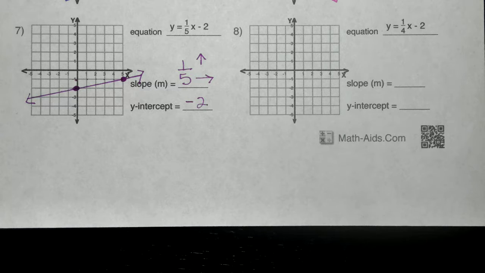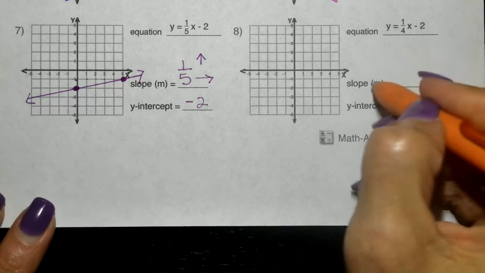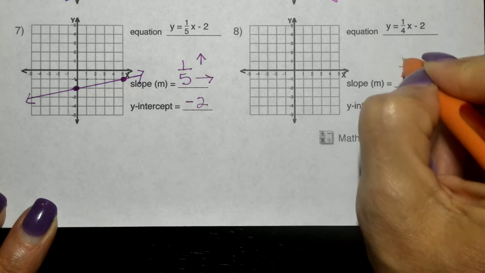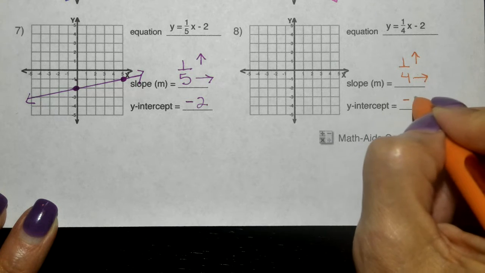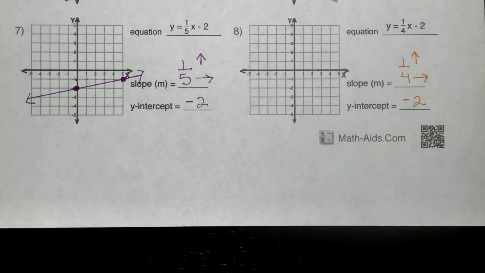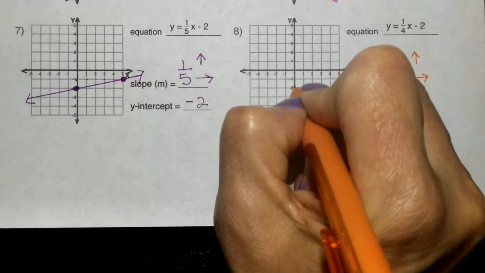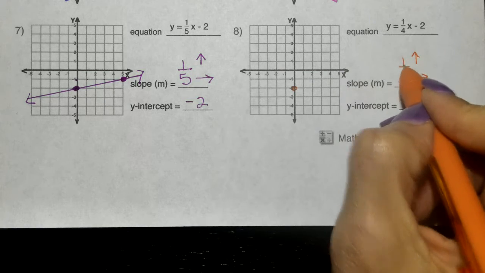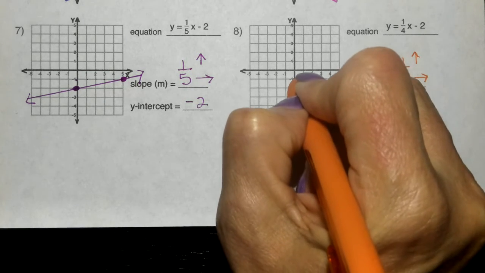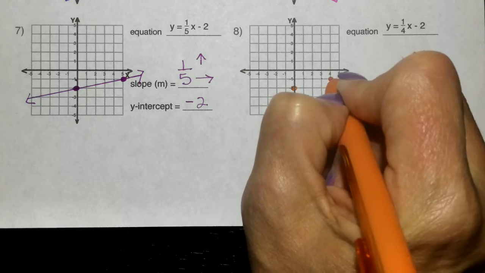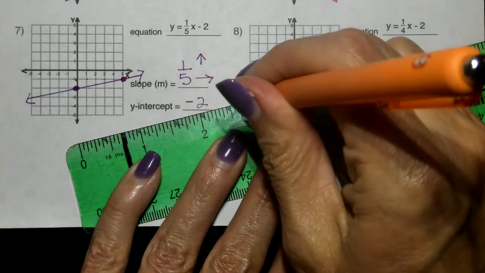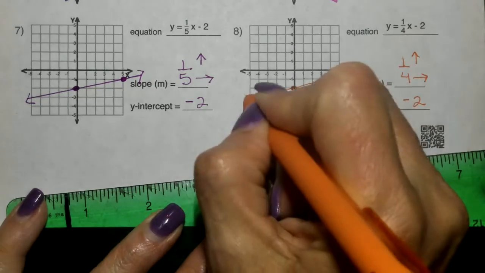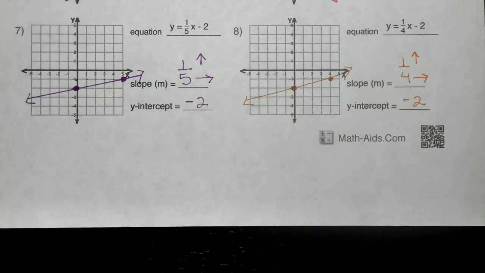Last but not least, we have a slope of 1/4. That's a positive 1 and a positive 4. And my y-intercept is at negative 2. So again, that's where I'm going to start on my y-axis. So I'm going to find my negative 2 on my y-axis. I'm going to go up 1 block to the right 4. Up 1, 1, 2, 3, 4. Okay, we're going to connect those 2 points to create our line. And we have the graph.